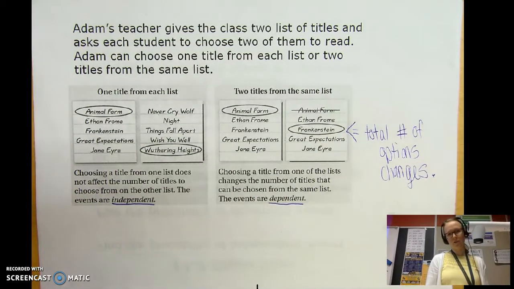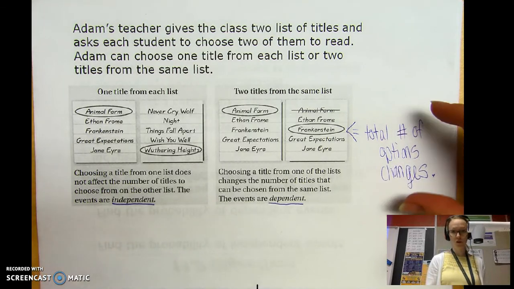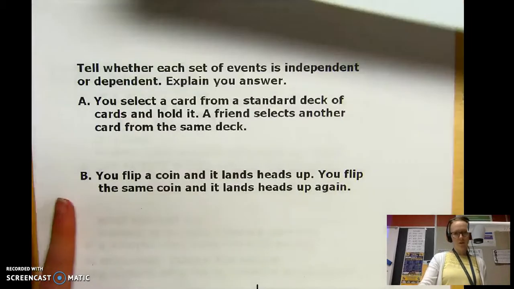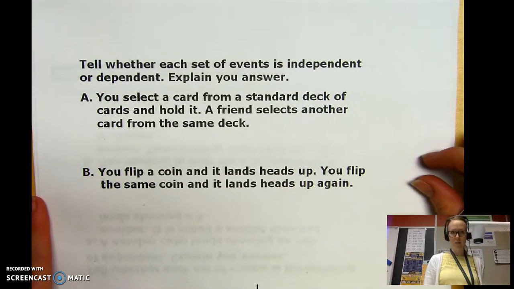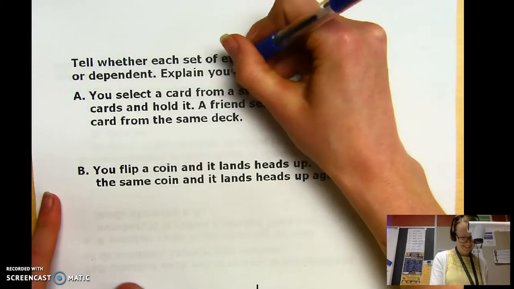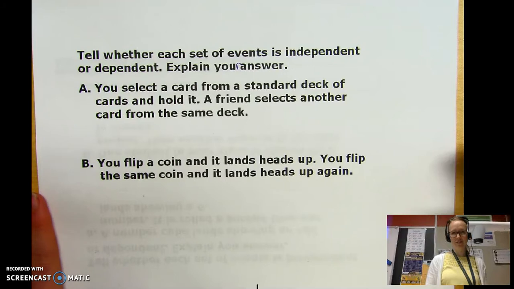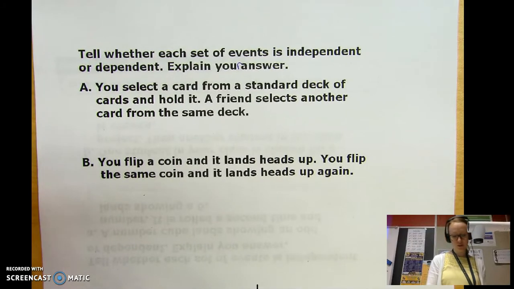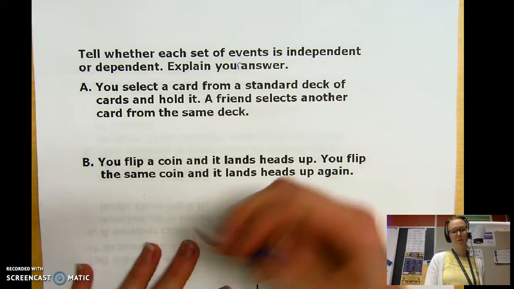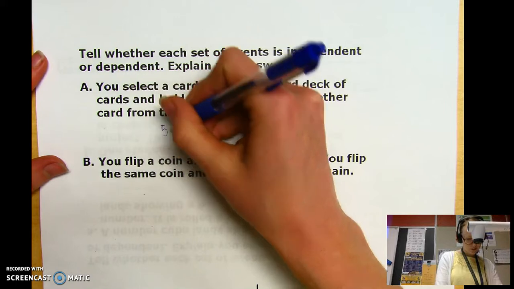So if you take a look at the next few examples, that's kind of the theme that I want you to stick with: does the total number of options change based on your situation or not? So we look at these first two examples here. It says, tell whether the set of events is independent or dependent. Explain your answer. First, we're going to be looking at a standard deck of cards, and we're going to select one card, and I'm going to hold on to it. A friend selects another card from the same deck. So for me, I have 52 options.